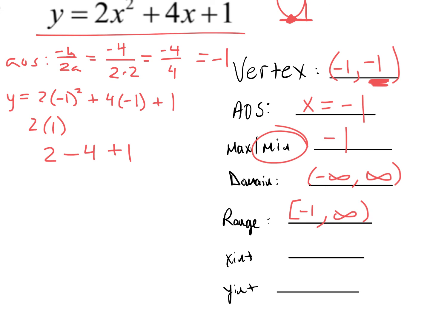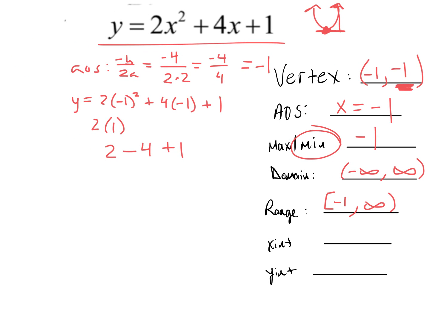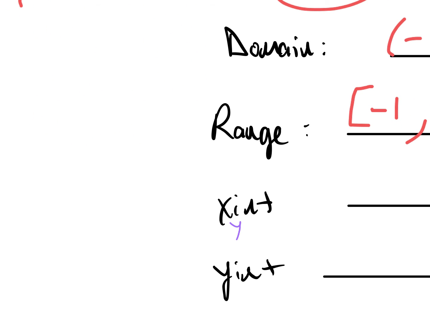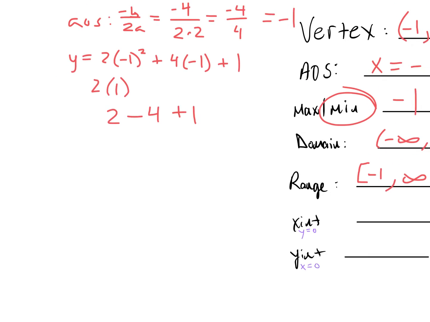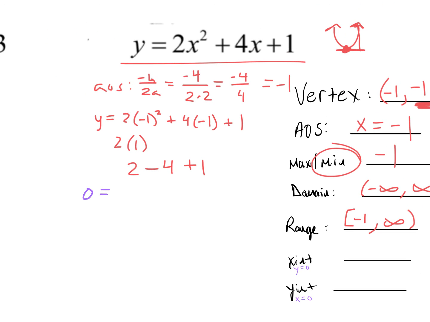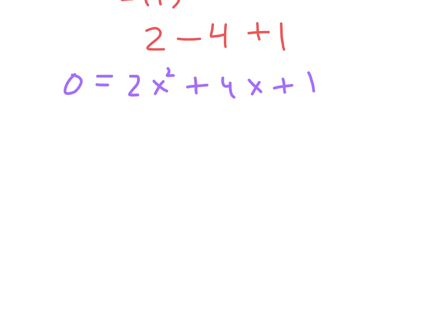And then how do we find the x-intercept? For what? Plug in 0 for y. So to find the x-intercept, you plug in 0 for y. To find the y-intercept, you plug in 0 for x. So 0 is equal to 2x squared plus 4x plus 1. I don't think we can factor it, so let's use our quadratic formula.